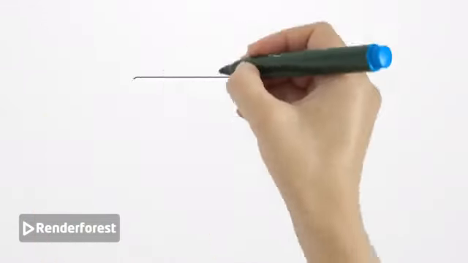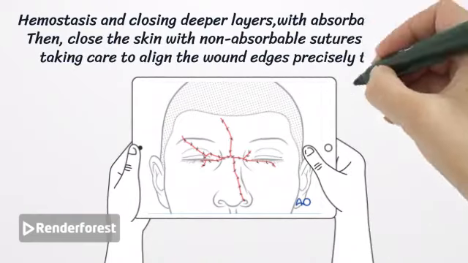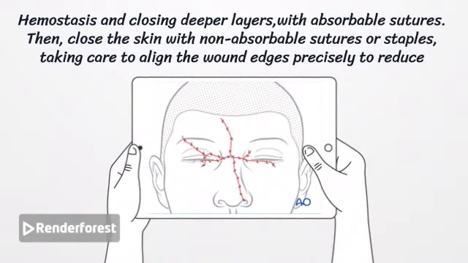Closing the deeper layers, such as the subcutaneous tissue, with absorbable sutures like Vicryl 4-0. Then, close the skin with non-absorbable sutures like Prolene 6-0. Then apply Steri-Strips on it.